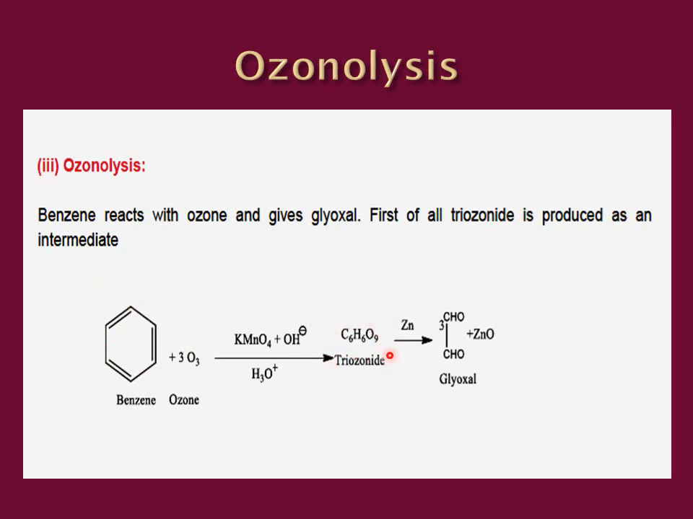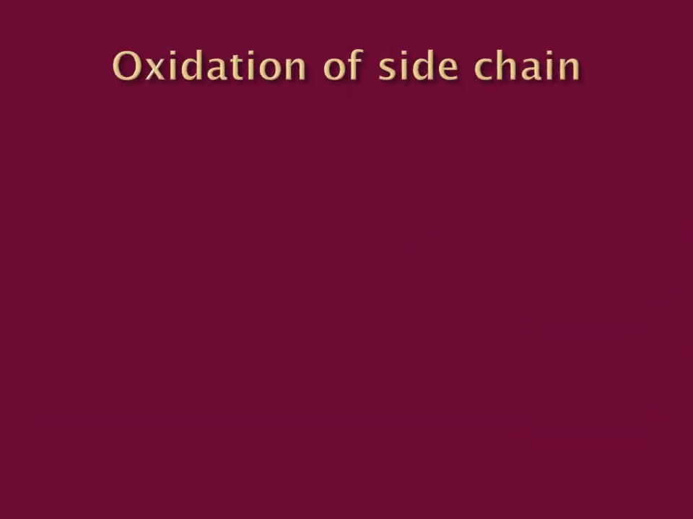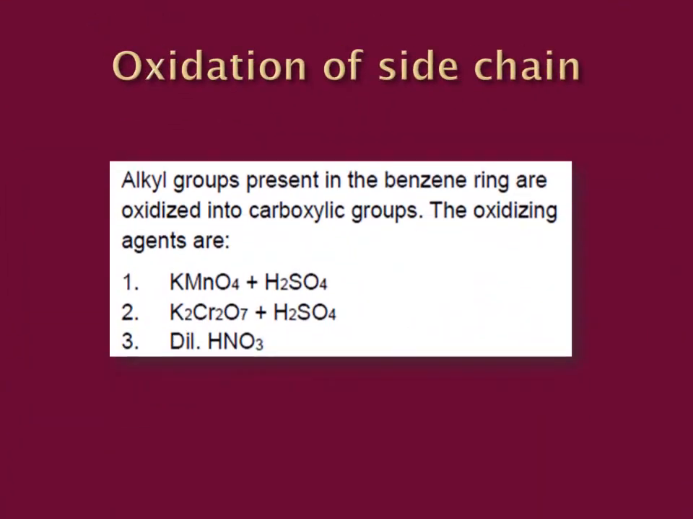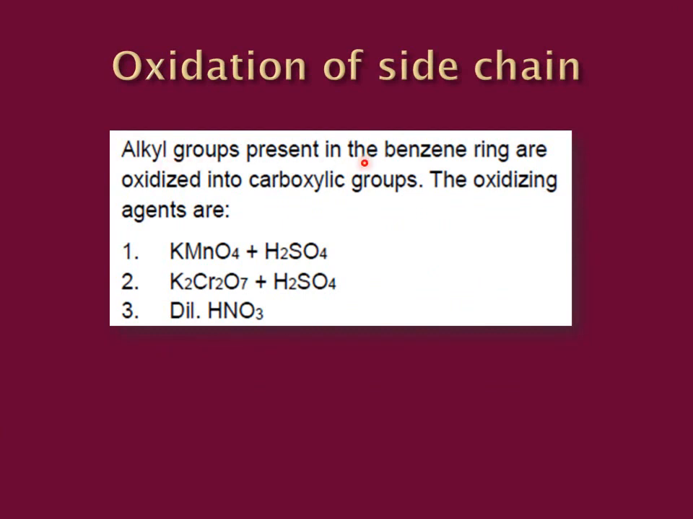Students, let us study the oxidation of side chain. Alkyl groups, when they are present at the benzene ring, are oxidized into carboxylic group. The oxidizing agents that we can use are potassium permanganate in the presence of sulfuric acid, potassium dichromate acidified with sulfuric acid, and dilute nitric acid.